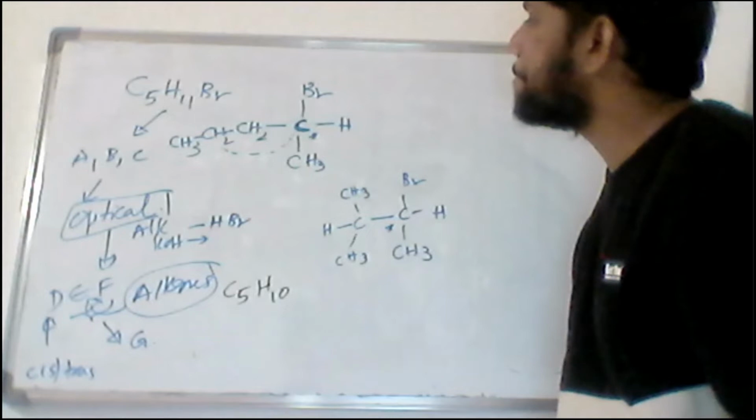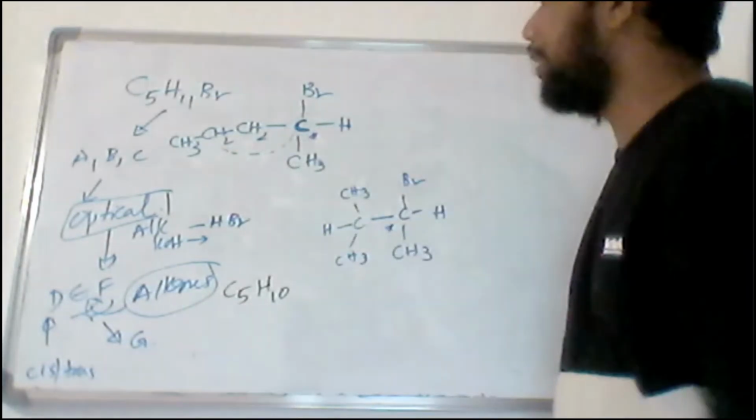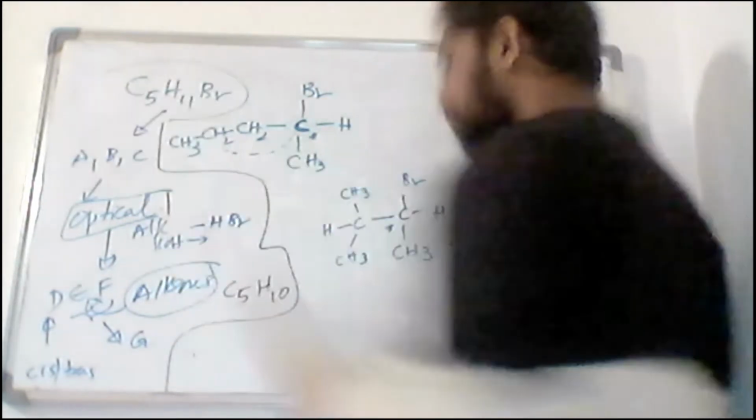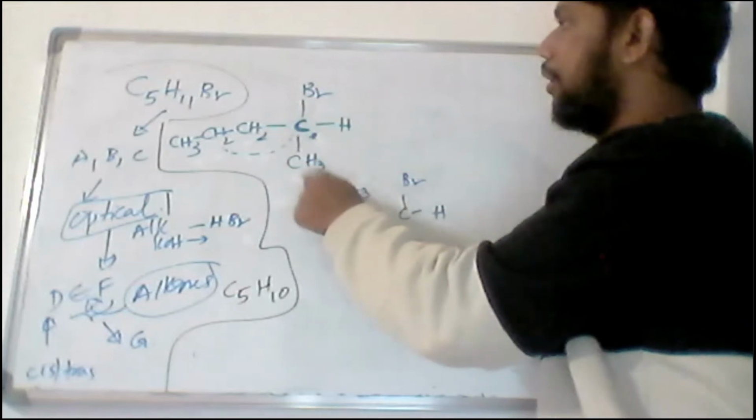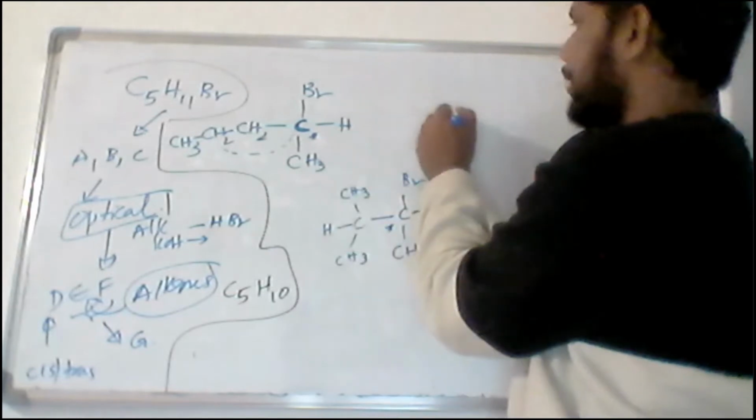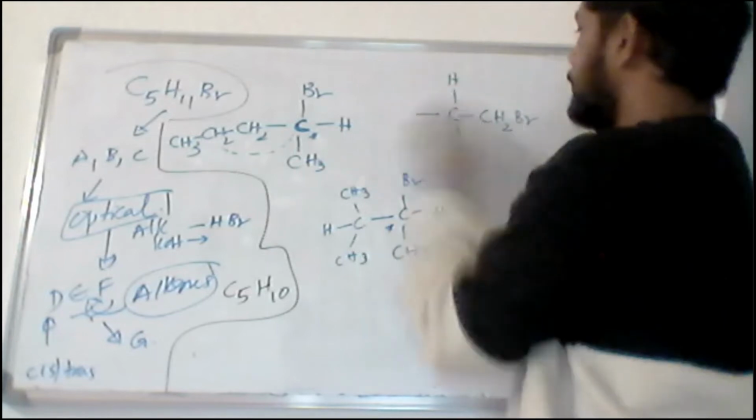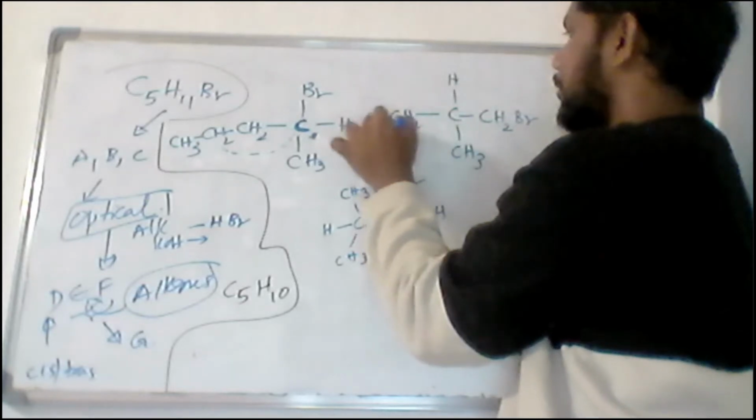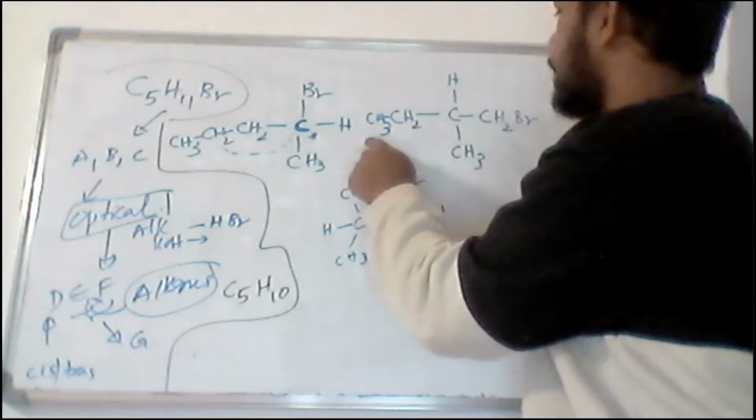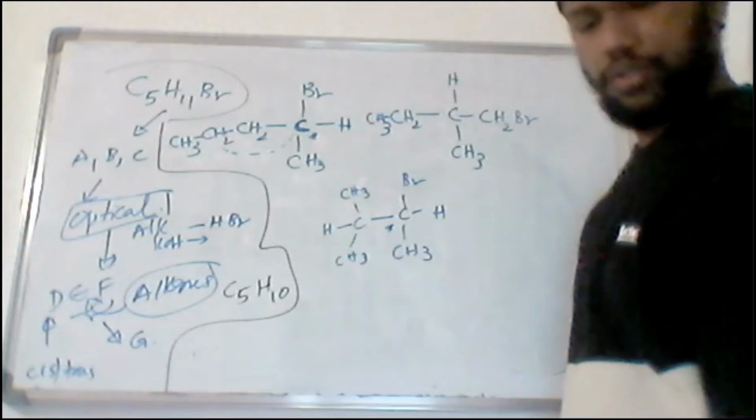So what else can we do? With this skeleton, these two are the possible structures. But I can do one more thing. Since I have 5 carbons, I can move this Br and change the structure here. For example, I can put CH2Br here and keep this as hydrogen. So 2 carbons are taken, 3 remaining. I can put one CH3 here and another 2 here. So 1, 2, 3, 4, 5 carbons, 11 hydrogens, 1 Br. So I have 3 structures here.